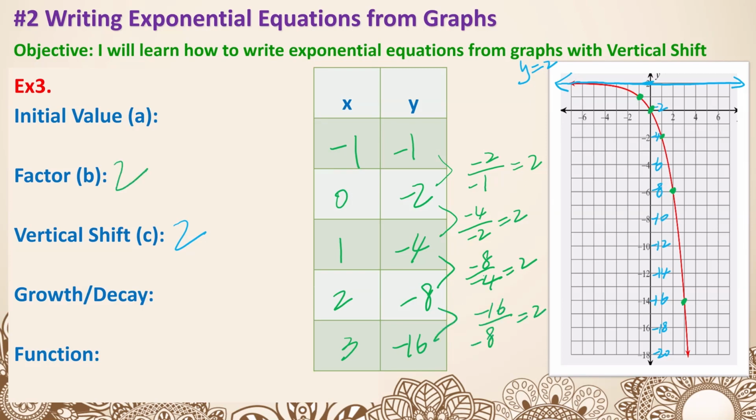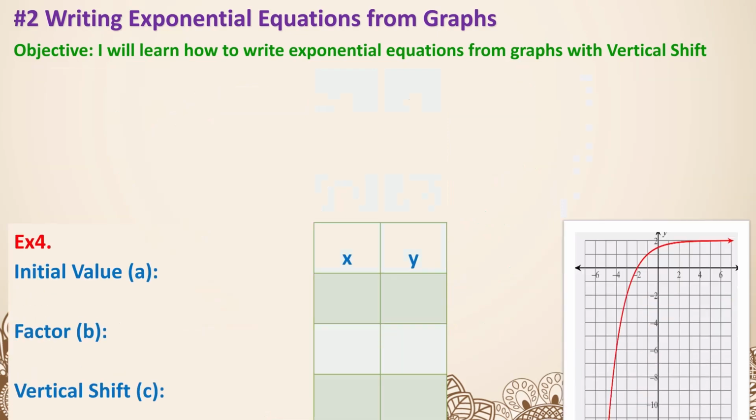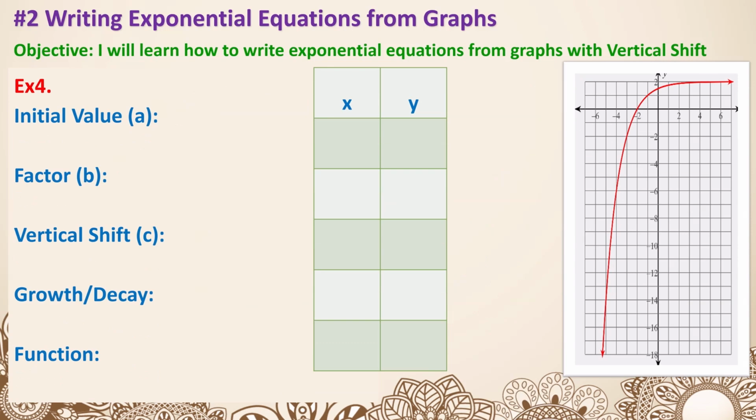So our factor is 2. Initial value, when x equals 0, the initial value is -2. The graph is going down, so decay. F of x equals a is -2, b is 2 to the x power, and c is plus 2 on the end. That's example 3. Moving on, example 4.